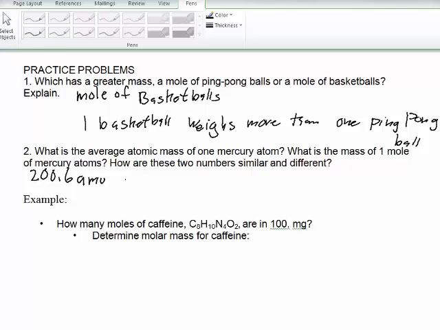How about a mole of mercury atoms? Well, we use the same number. We just change the units. 200.6 grams in 1 mole of mercury atoms. So now we have a mole, we use grams. When we had one particle, we use AMUs. How are they similar and different? Well, they have the same number, of course. They just have different units. So when we're talking about particles, we use AMU. When we're talking about moles of particles, we use grams.